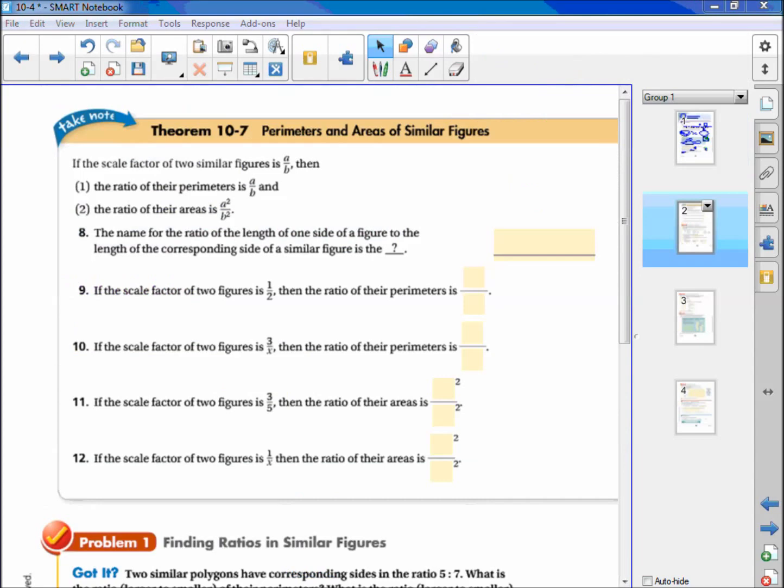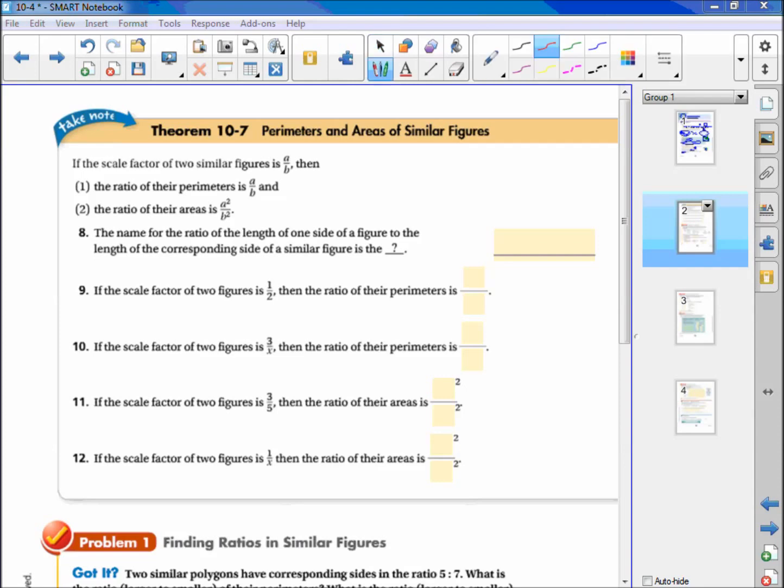First one here on the second page says Theorem 10-7, perimeters and areas of similar figures. And this is what we're working with today. So if the scale factor of two similar figures is A to B, then the ratio of their perimeters is also going to be A to B. However, the ratio of the areas will be A squared to B squared. So let me show you what this is talking about.